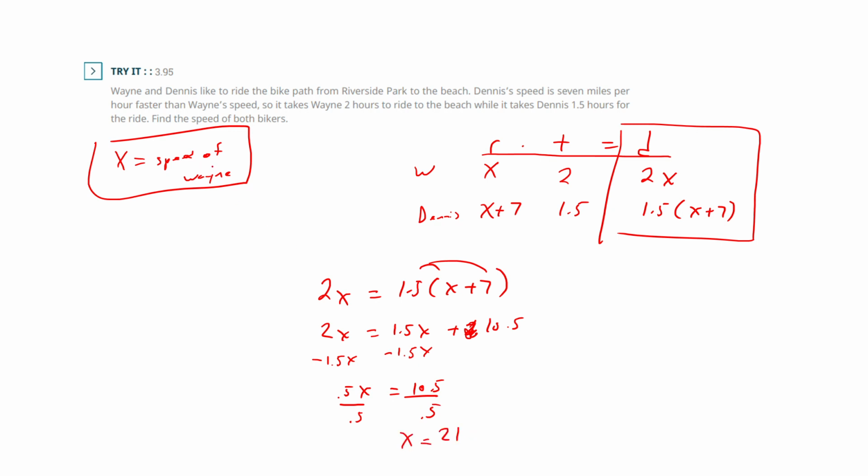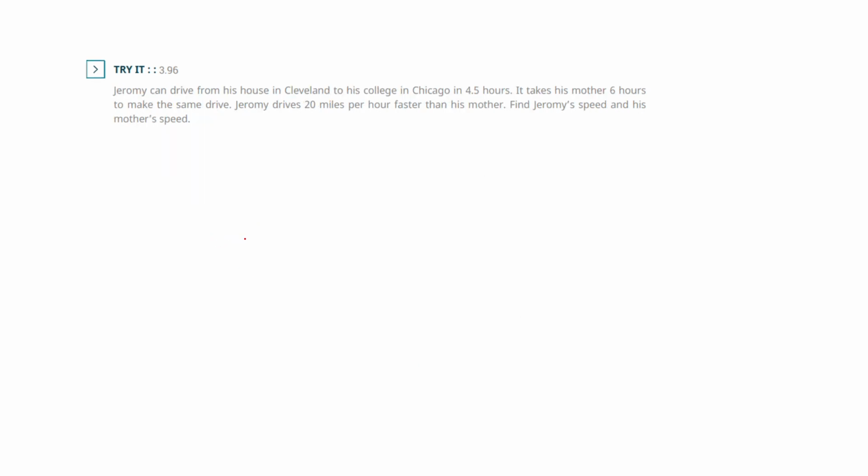And that is Wayne's speed. Now we need both speeds, right? Yeah, both speeds. So I know Wayne's speed, and Dennis is 7 miles an hour faster. So he's 7 more. So Wayne was 21 and Dennis is 28. Okay, I really recommend you pause this one.